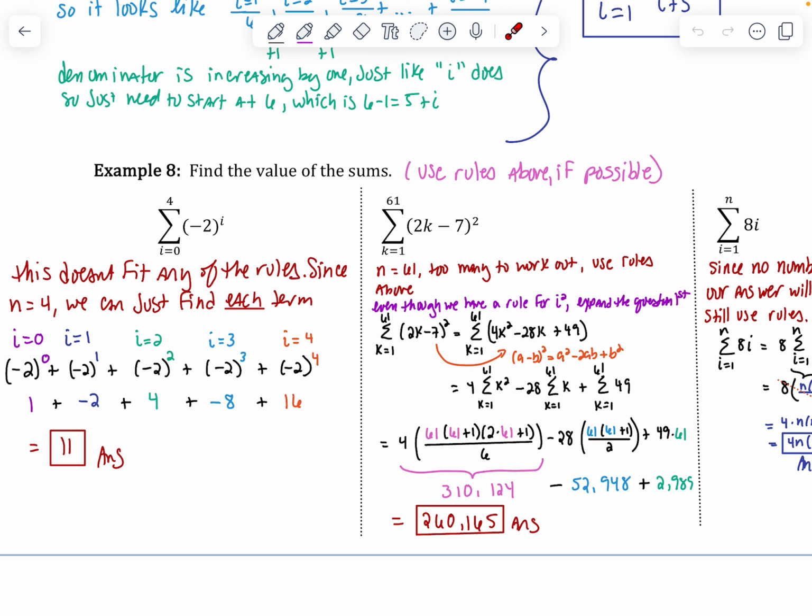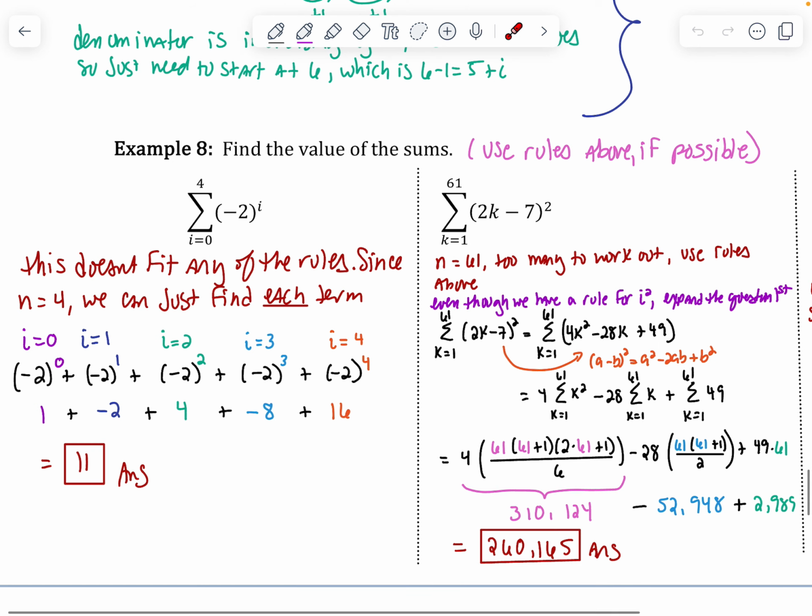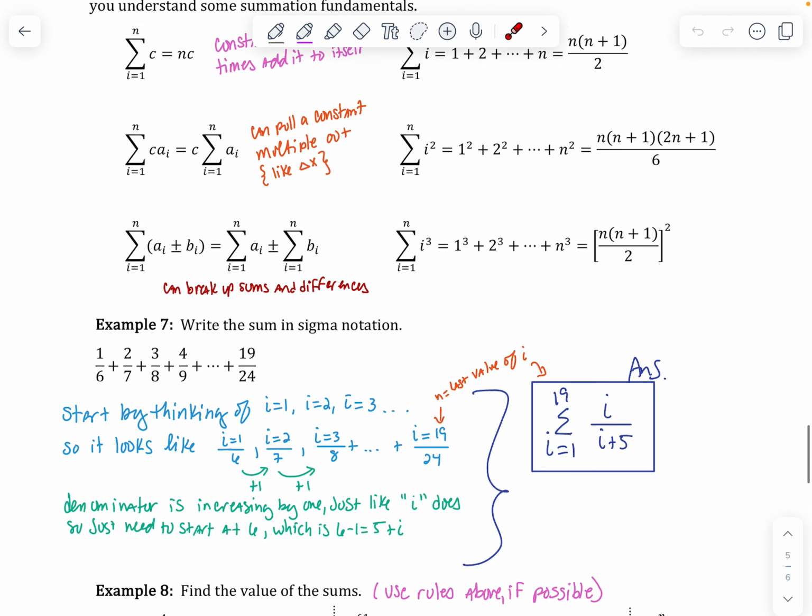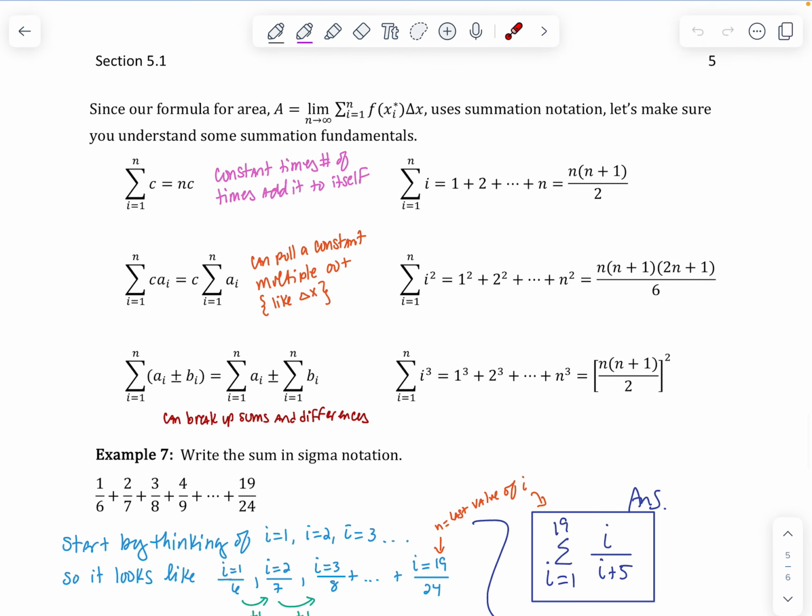Now let's go ahead and find the value. Let's actually add them all up. And we may have to use some of the rules above. So the first thing I have is we're taking -2 to the i power. I need to go back and look at all my formulas. These subscripts mean we're doing something to that variable, but none of them are to the i power.